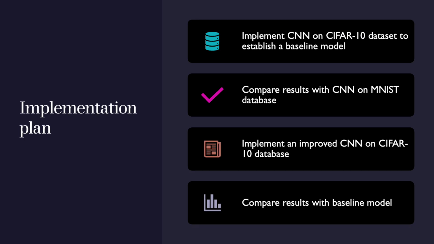Now let's take a look at our implementation plan. We start by implementing a baseline model on the CIFAR-10 dataset. Next, we compare the results with the results from a baseline CNN applied on the MNIST dataset. After that, we introduce an improved model and implement it on the CIFAR-10 dataset. Finally, we compare the results between the baseline model and the improved model on the CIFAR-10 dataset.